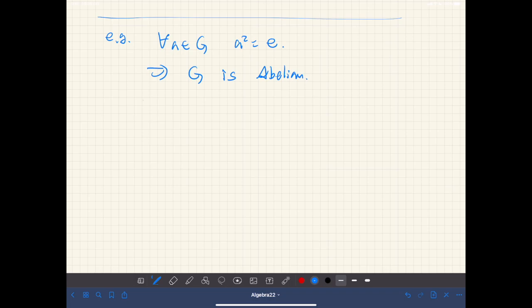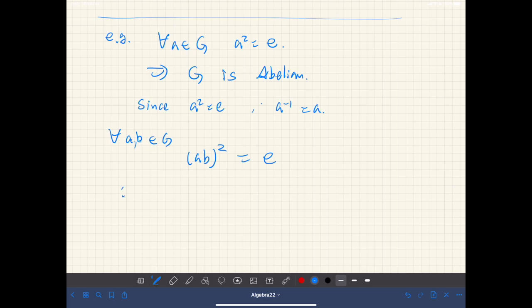Okay, since a squared is equal to e, then we have a inverse is a. Right? So every element is its own inverse. So by assumption, for every element a and b in G, we have ab is an element of G, so its square is e.